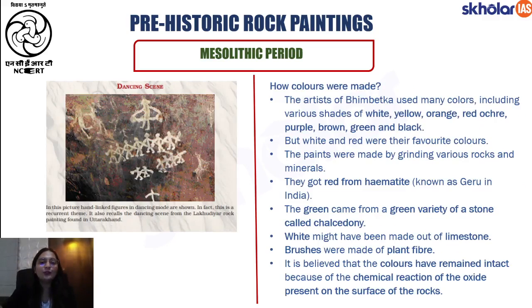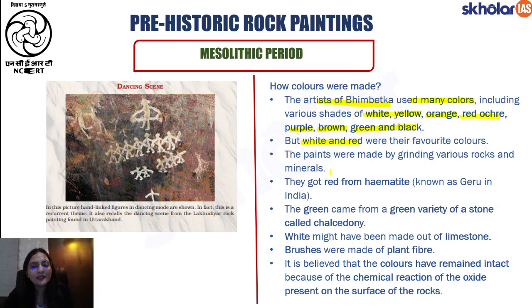All right. Now, students, the next important point that we need to know with respect to these rock paintings is the use of colors. Which colors were used and from what were these colors obtained? Having said that, students, the artists of Bhimbetka used many colors which included shades of white, yellow, orange, red ochre, purple, brown, green, and black. Now, students, we are going to talk about how these colors were obtained in the first place. Herein, you must know that white and red were the colors which were used the majority of the time.